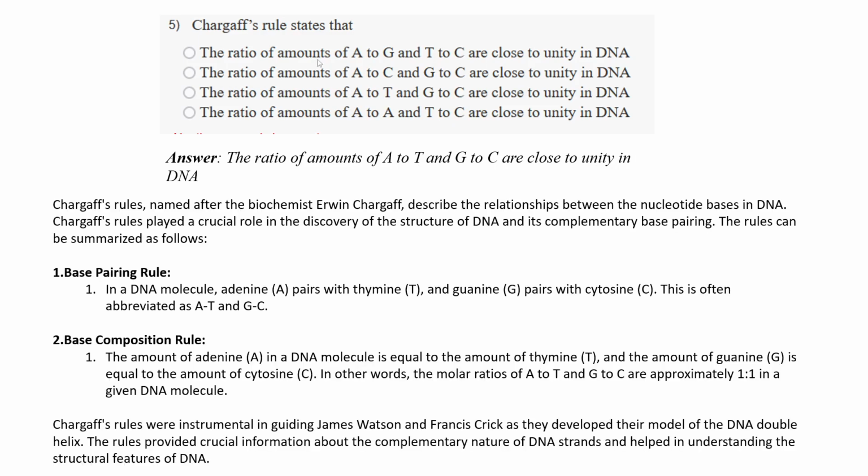And you already know about Chargaff's rule. In Chargaff's rule, the base pairing rule is that adenine pairs with thymine and guanine pairs with cytosine. And the base composition of A to T and G to C is a 1:1 ratio. According to Chargaff's rule, this should be the ratio of A to T and G to C.